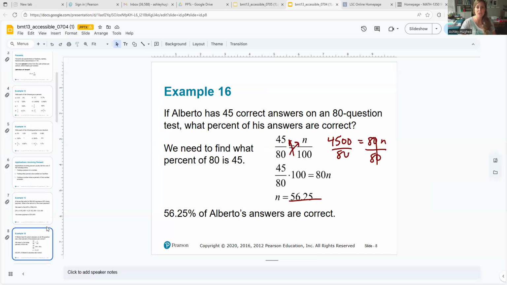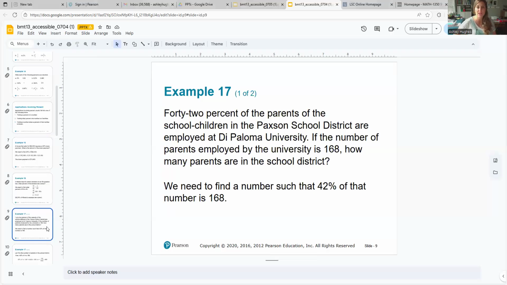42% of the parents of the school children in Paxton School District are employed at Diploma University. If the number of parents employed is 168, how many parents are in the school district? So 42%, this would be 42 over 100 or 0.42. 42% of the total parents are employed. And it says if that number is 168, then how many parents are in the school district? So you're going to divide by 0.42.